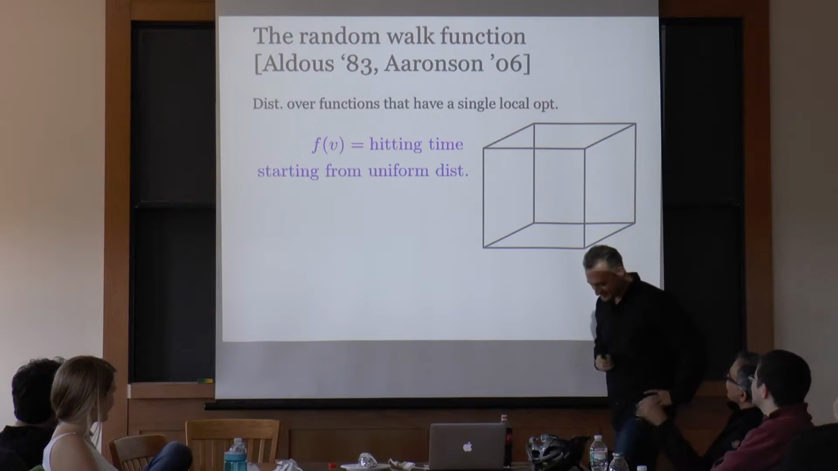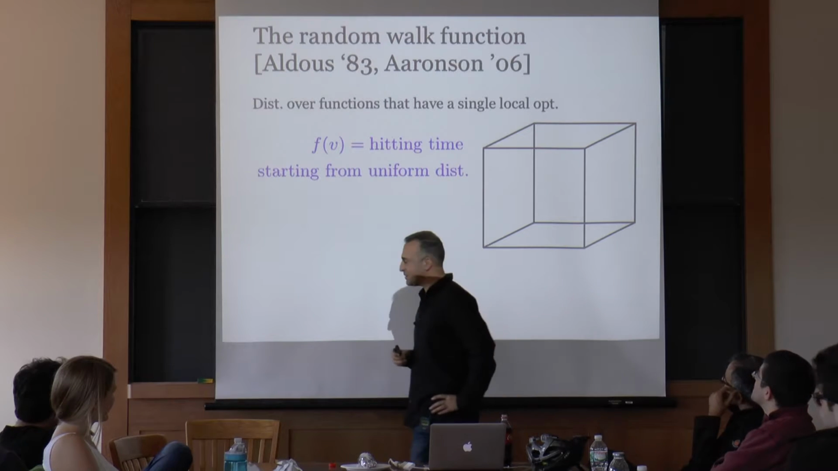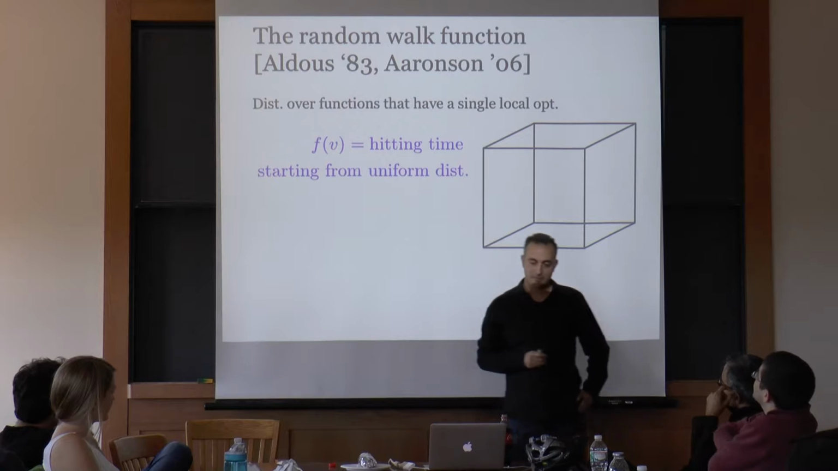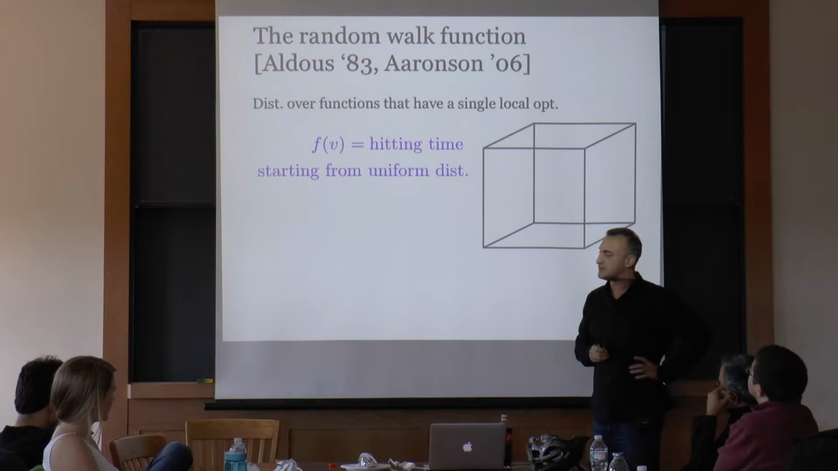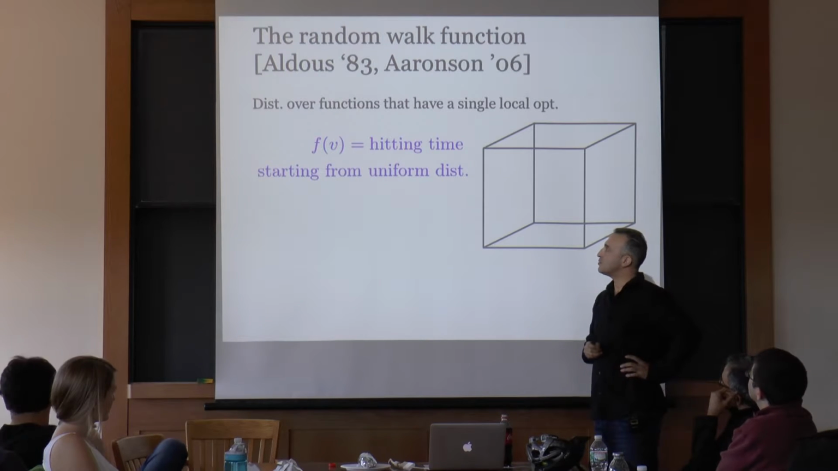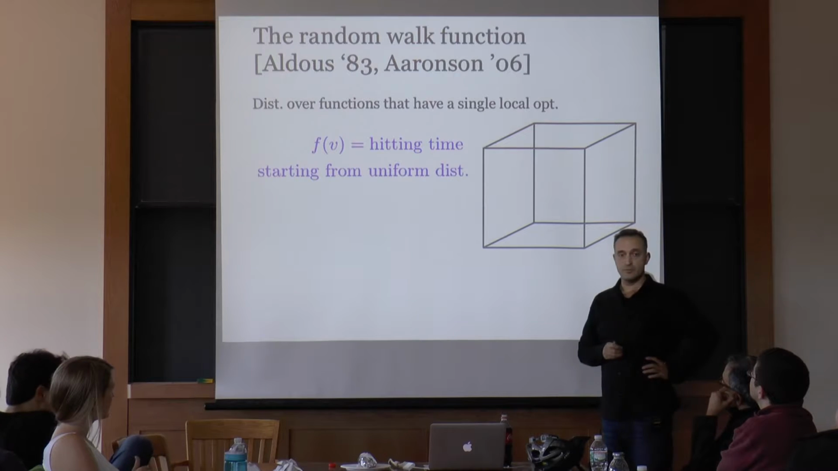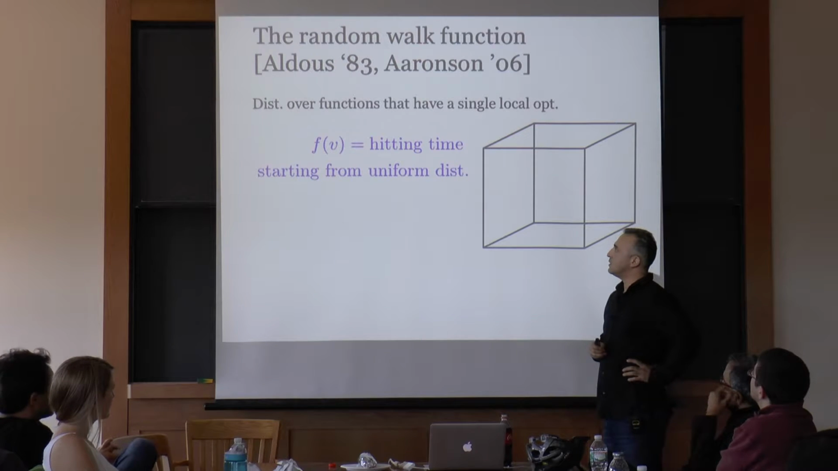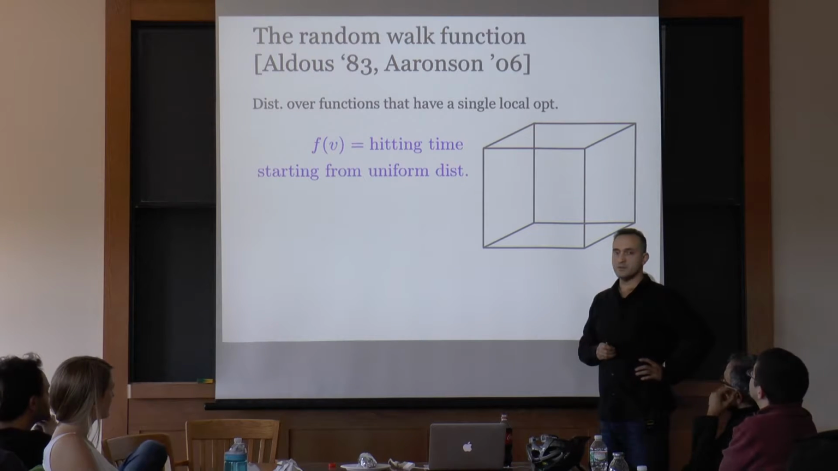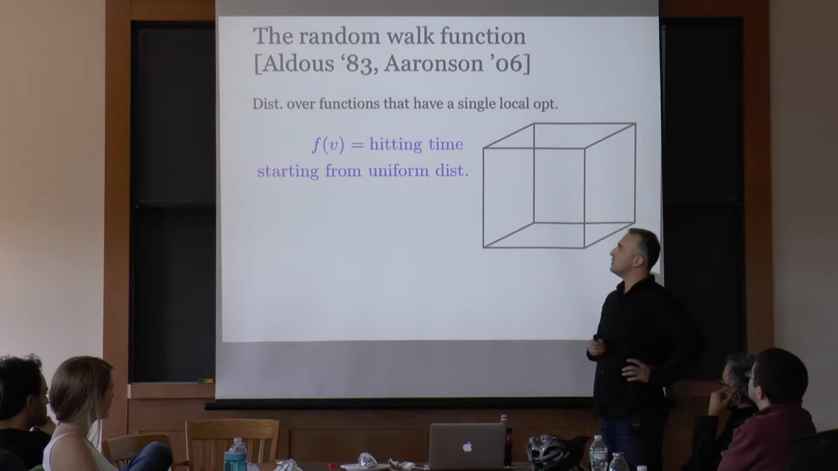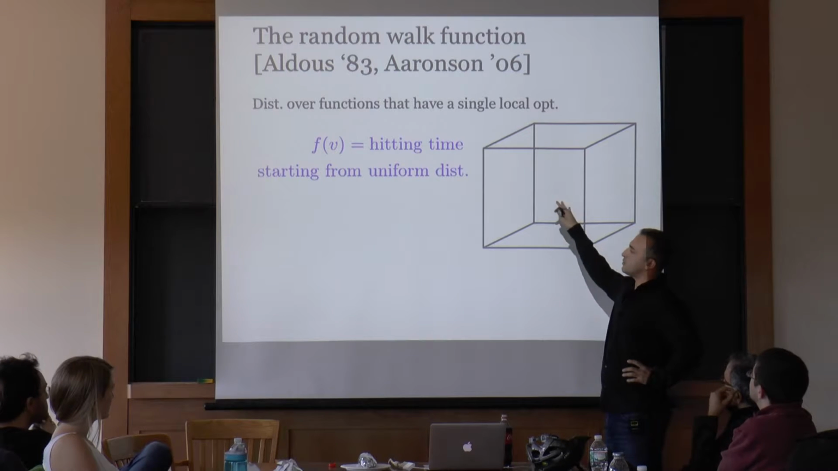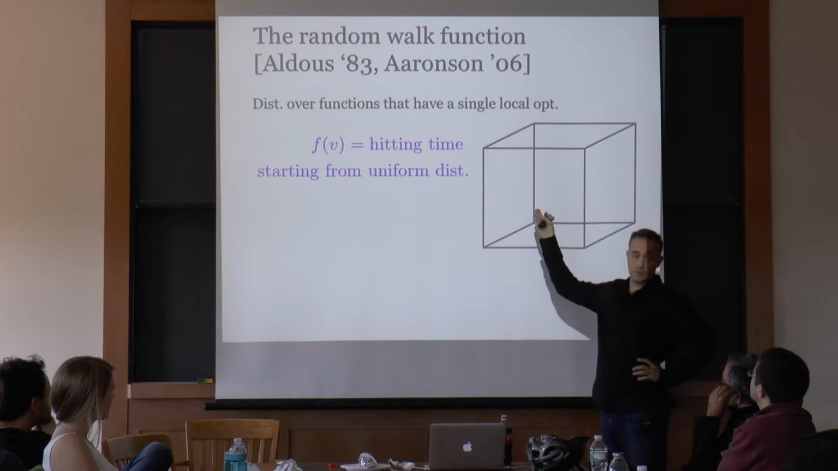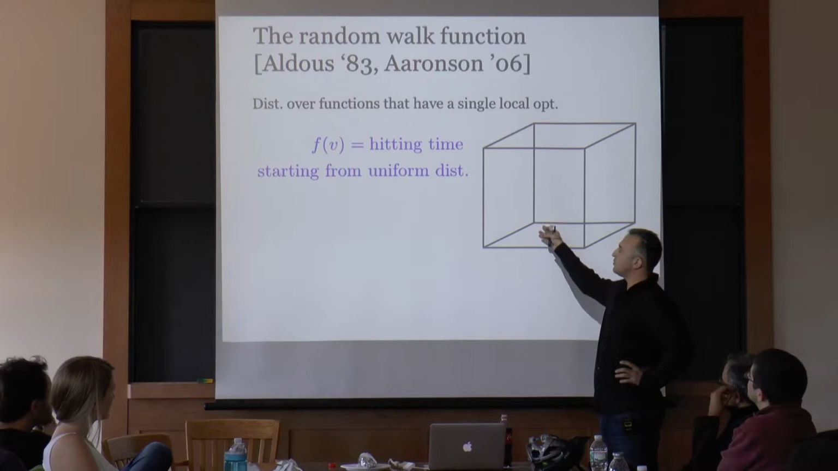theorem. So here is the setting that we borrow from Aldous. He's a probabilist, and he talked about distributions over the hypercube and defined the following distribution. So think of taking the discrete hypercube and starting from the uniform distribution, and then you perform a random walk.